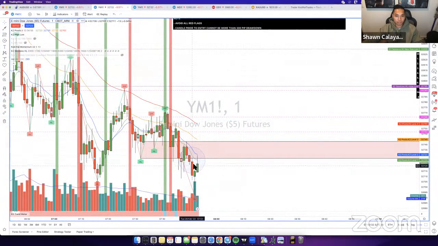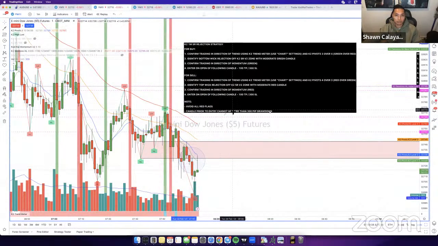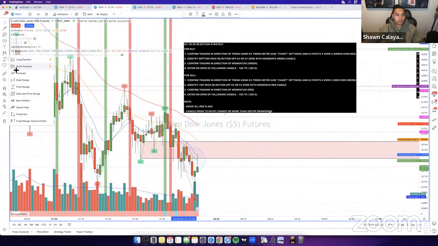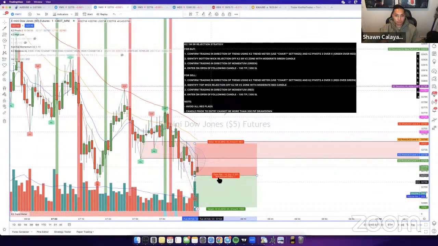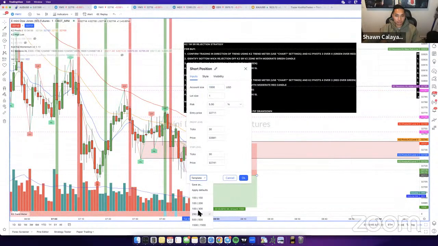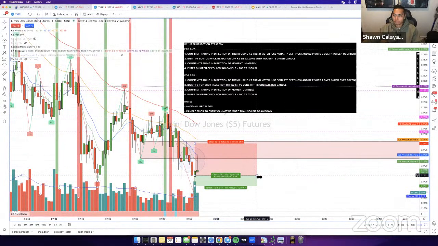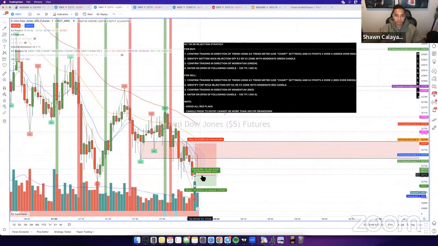We had this wick rejection off this structure right here. It was a moderate red candle. I confirmed I was trading in the direction of momentum. We had a sell signal right here. Took that for a quick short. Went straight to my full TP right there. So played out perfect with literally no drawdown.